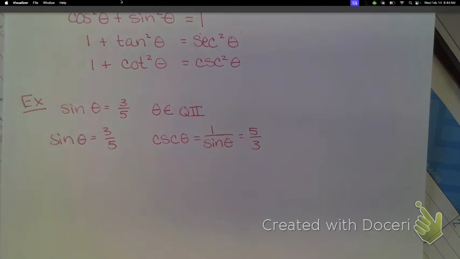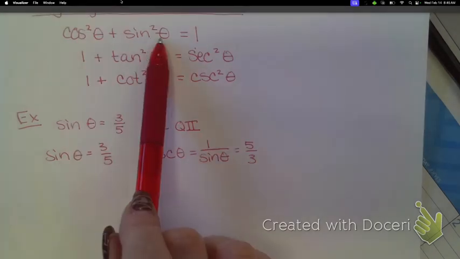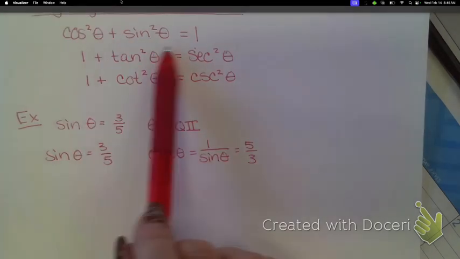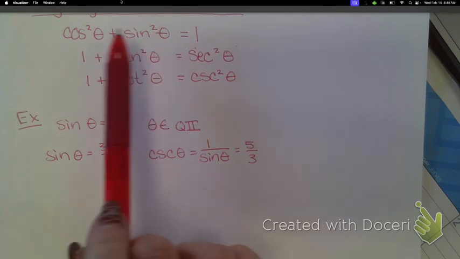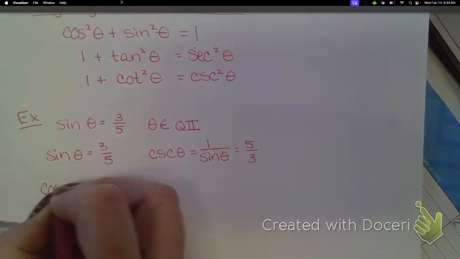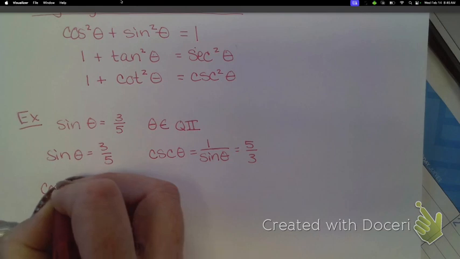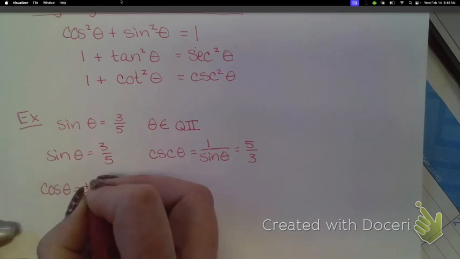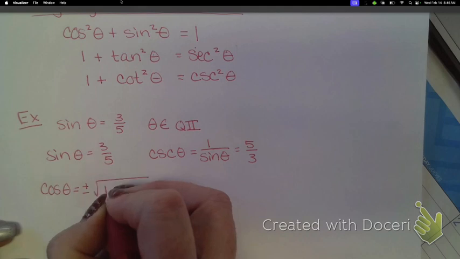Yeah, we could do the Pythagorean identity, cosine squared plus sine squared equals 1. Couldn't we use sine and find cosine? Can we do that? Yeah. Okay, so if I want to use the Pythagorean identity, I'd have to subtract sine squared and take the square root. So cosine of theta equals plus or minus the square root of 1 minus sine squared of theta.